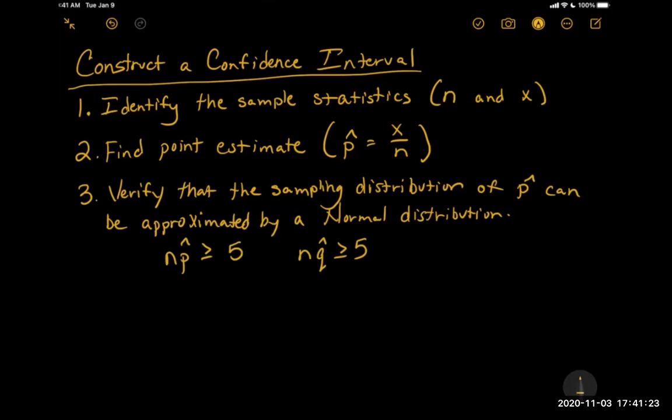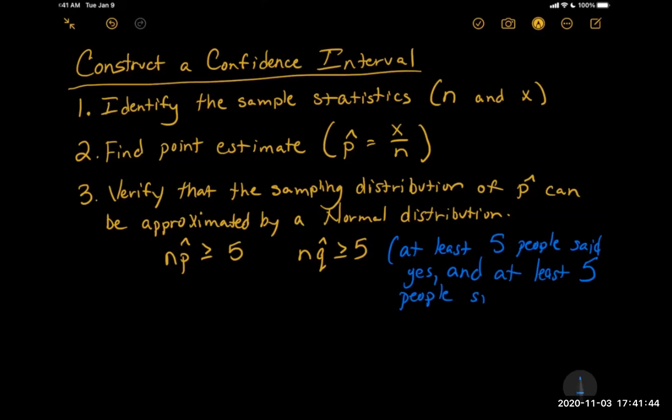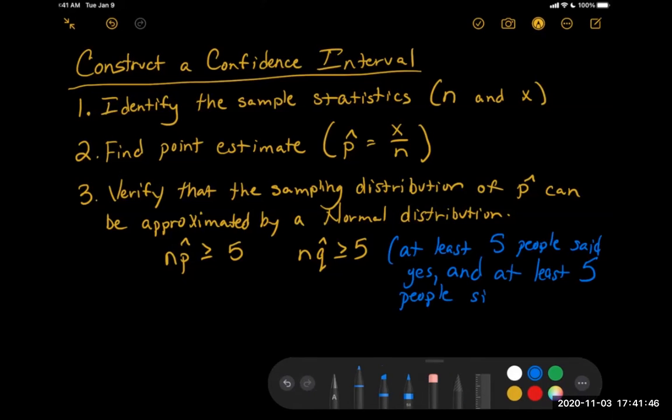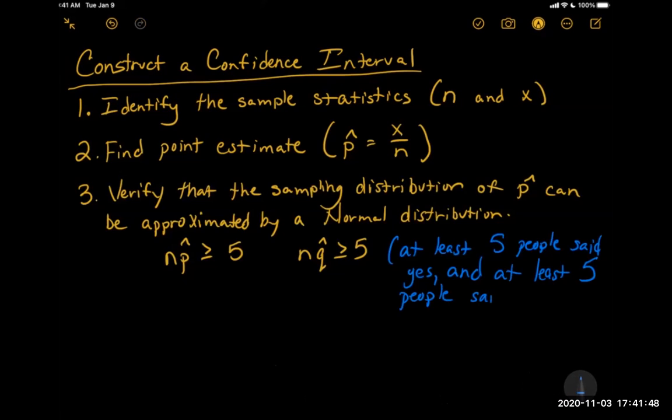So what this means in English is at least 5 people said yes, and at least 5 people said no.